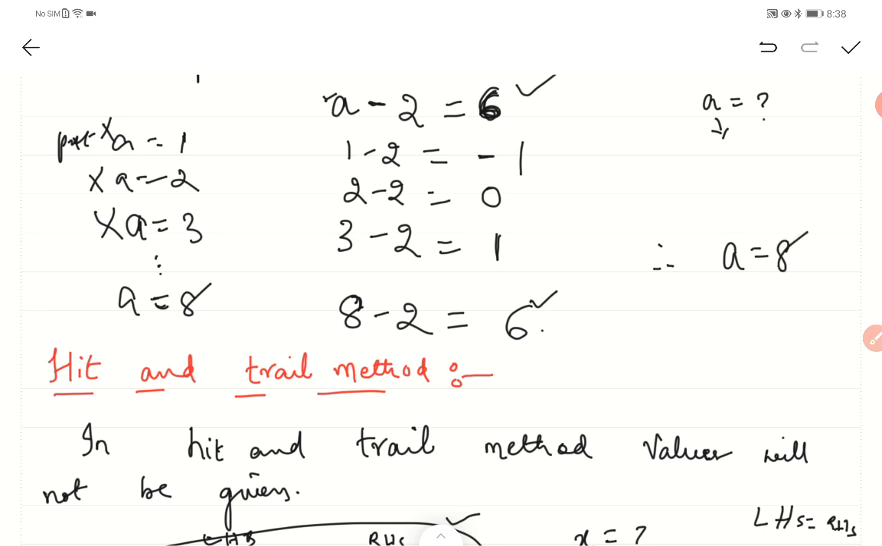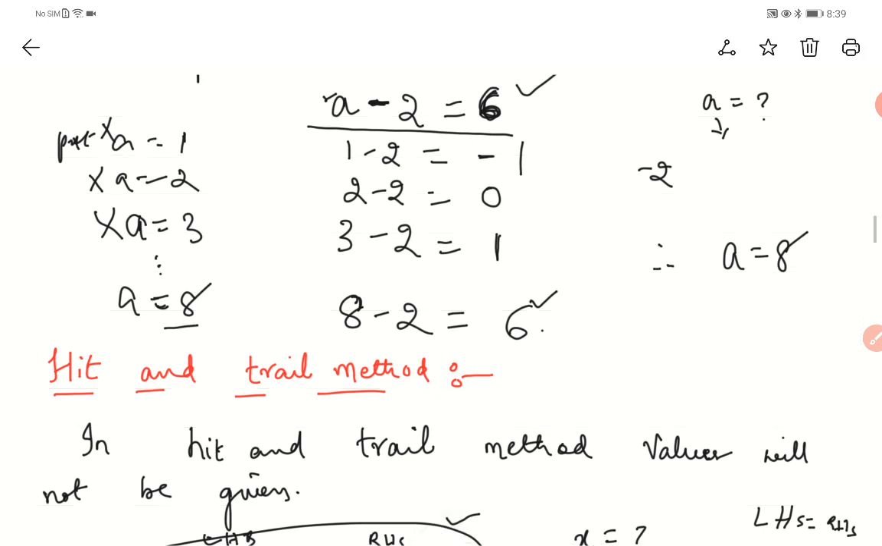Okay, this is how you go for trial and error method. You're trying to substitute some values. You can easily think about it. You can place a equal to 0 also. So again you'll get minus 2, so this is not equal to your 6. That's why you'll say this is not true for a equal to 0 also. So your answer is actually a equal to 8.